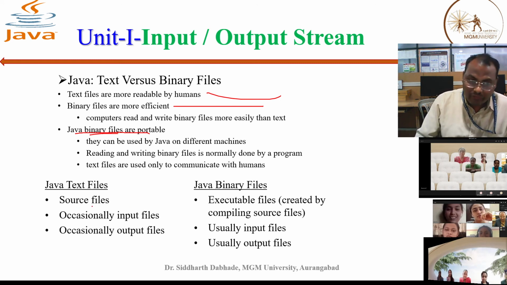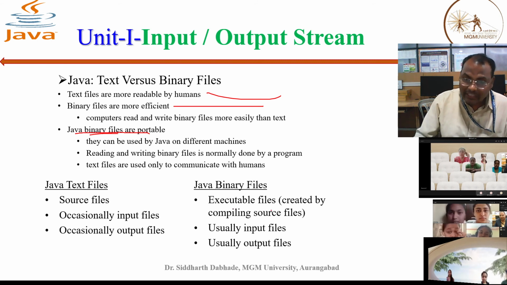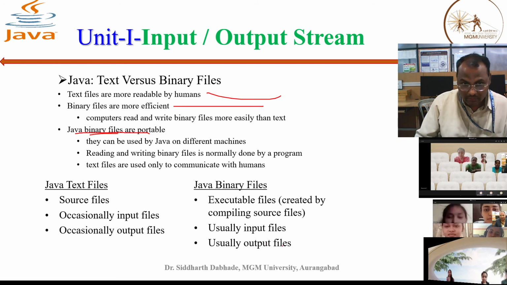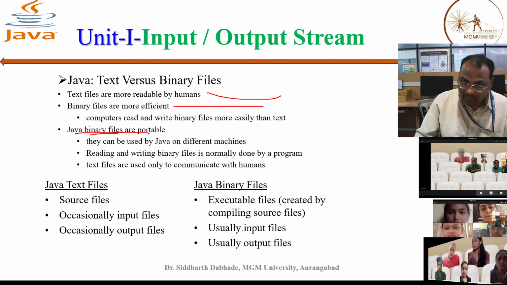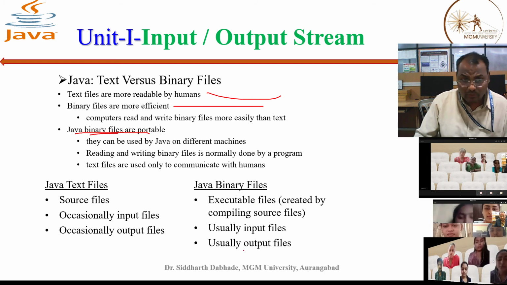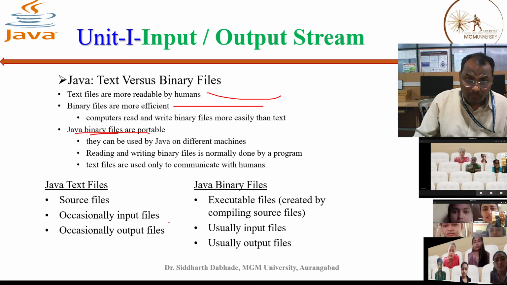A Java text file is a source file, occasionally an input file and occasionally an output file. Sometimes it becomes input and sometimes it becomes output. And a Java binary file is an executable file. It is usually an input file or usually an output file. It never changes: an input file stays only input and an output file stays only output. It never changes from input to output.